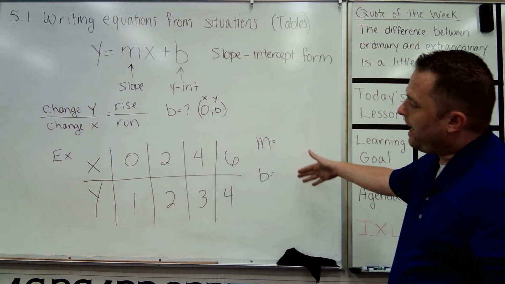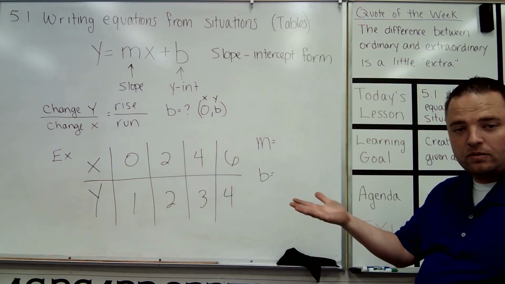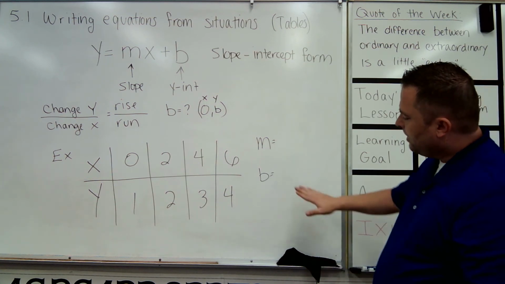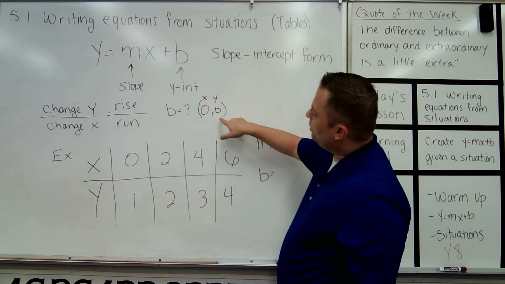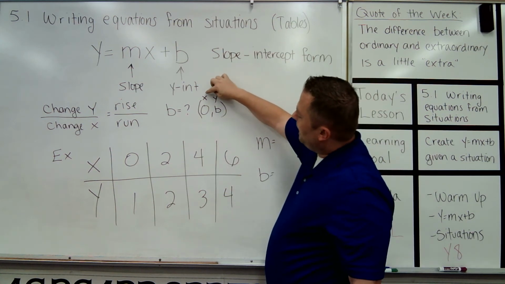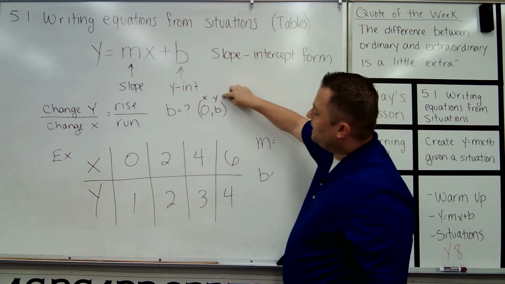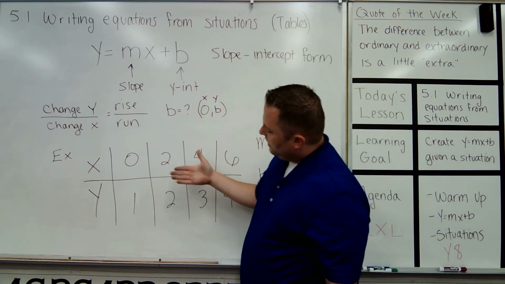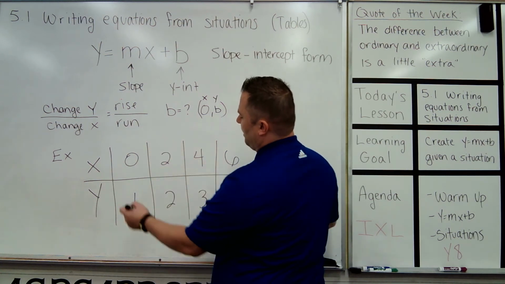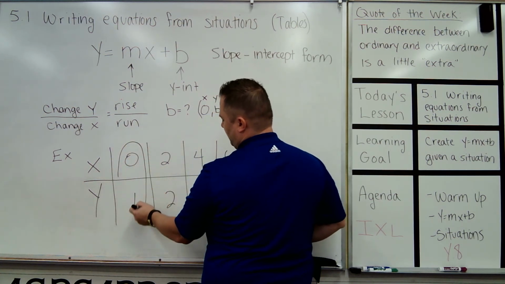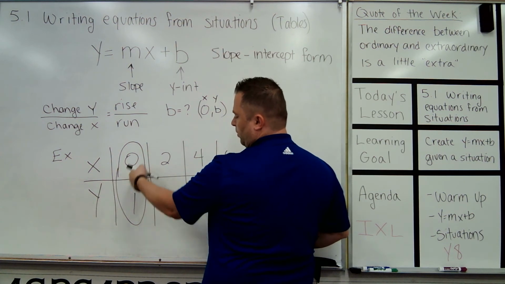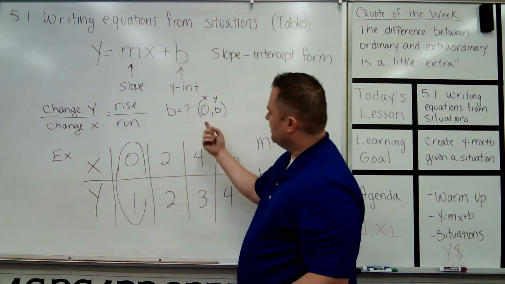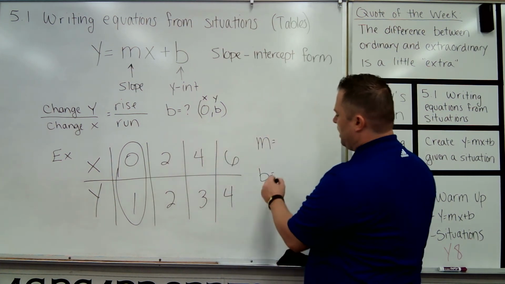If we could do that, we'd have an equation. We have to figure out what m and b are. Well, let's go to the easiest one. b. b looks like 0, comma b. I want to know the coordinates where x is 0, and whatever the y is when x is 0 is going to be my b. So I'm coming over to my table, and when x is 0, y is 1. These are coordinates, x, comma y, 0, comma 1. My b is 1.